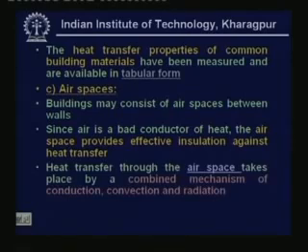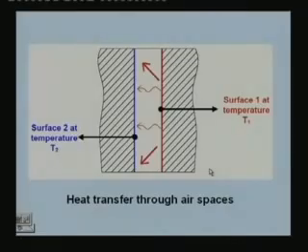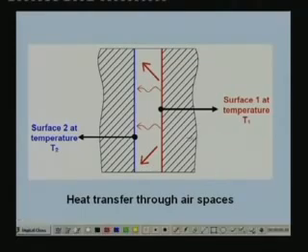And heat transfer through the airspace takes place by a combined mechanism of conduction, convection and radiation. So again you have multimode heat transfer in an airspace. Let me explain that. This is a wall and this is a wall, and in between these two walls you have the airspace. Let us say that this surface is at a temperature T1 and this surface is at temperature T2. For the time being let us assume that T1 is greater than T2. So heat transfer takes place from this surface to this surface.